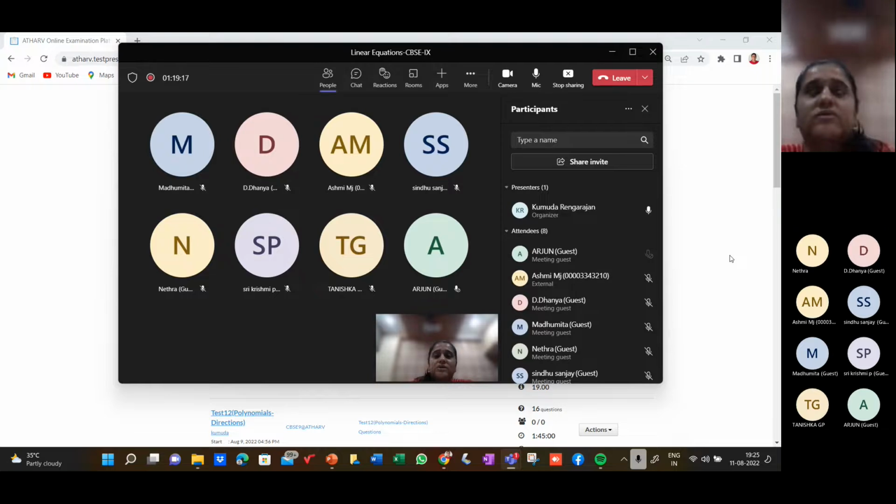That is the duration. So if the duration is 90 minutes, from the time you start, at the end of 90 minutes the paper will be automatically submitted. Whatever you have completed will be evaluated and your marks will be given. So that is about the duration.